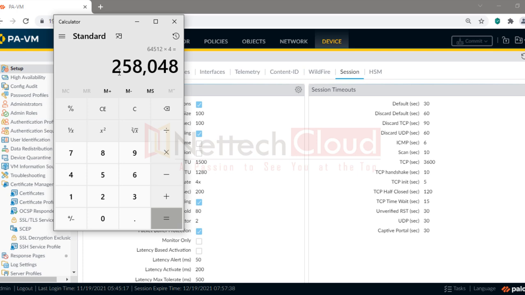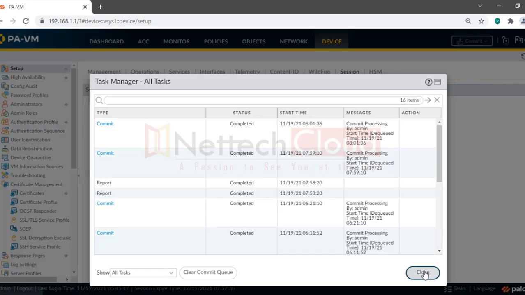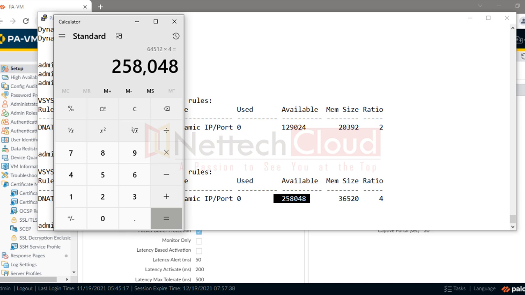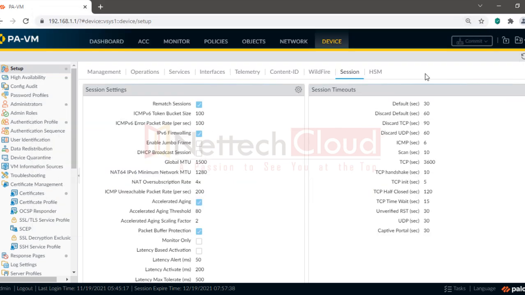Okay. And without the NAT oversubscription feature, the maximum number of concurrent connections is equal to 64,512. All right, so let me check whether the commit completed or not. Yes, completed. And see here, show running IP pool. So this time, 258048. The same figure, 258048. So I hope you understand the concept of NAT oversubscription, right? A very common question, particularly in TAC interviews, in fact, NAT oversubscription. So I hope you understand the concept of NAT oversubscription.